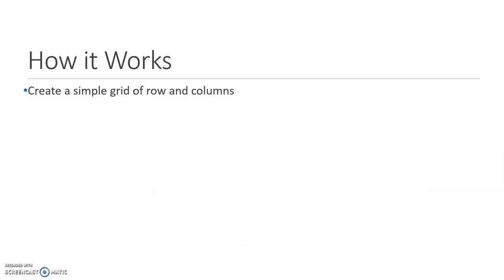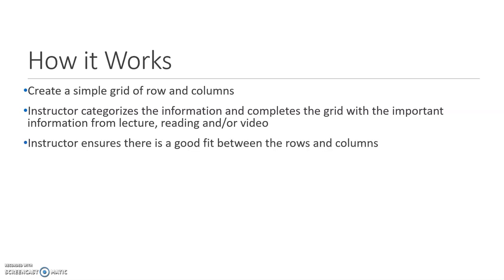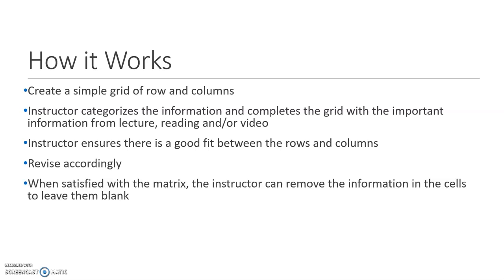How it works. First, you would start by creating a simple grid of rows or columns. You can either do this with a Word document or an Excel spreadsheet. Then the instructor categorizes the information and completes the grid with the important information from the lecture, reading, or video. The instructor would then ensure that there's a good fit between the rows and columns and the answers within the cells. Revise accordingly. Once happy and satisfied with the matrix, the instructor can remove the information in cells and leave them blank.